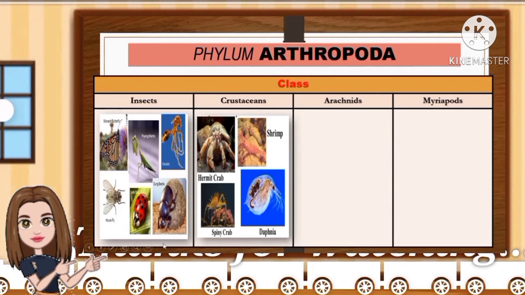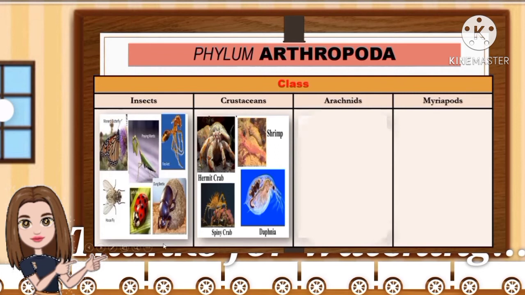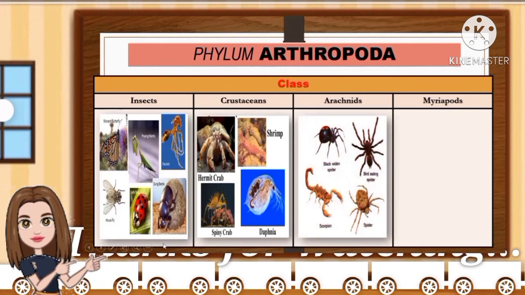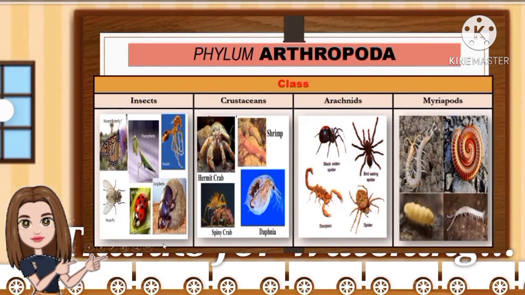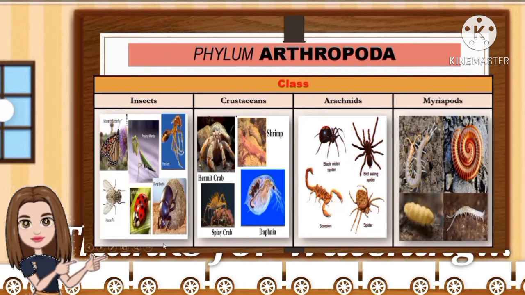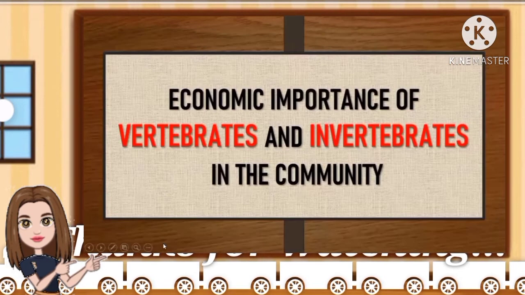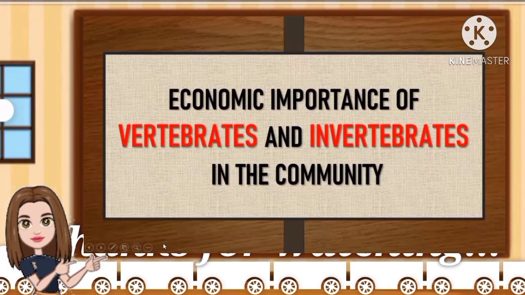Did you know that spiders are not insects? Because they have 4 pairs of jointed legs, they are called arachnids. There are also many-legged arthropods like millipedes and centipedes. These are the myriapods. Now let's proceed to the economic importance of vertebrates and invertebrates in the community.